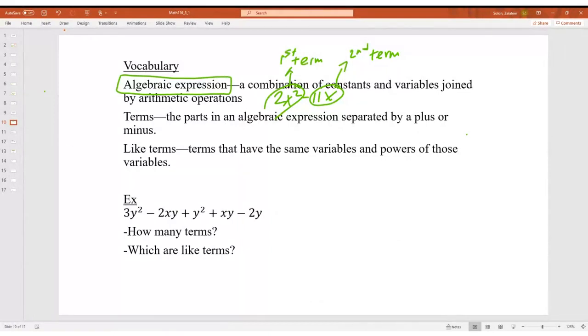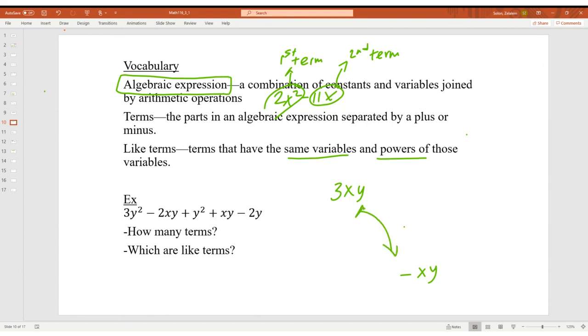Like terms are terms with the same variable raised to the same power. So it has to be the same variable and it has to have the same power. For example, if I have 3xy, we don't worry about the coefficient. And let's say I have negative xy. So the same xy and xy, so these are like terms.